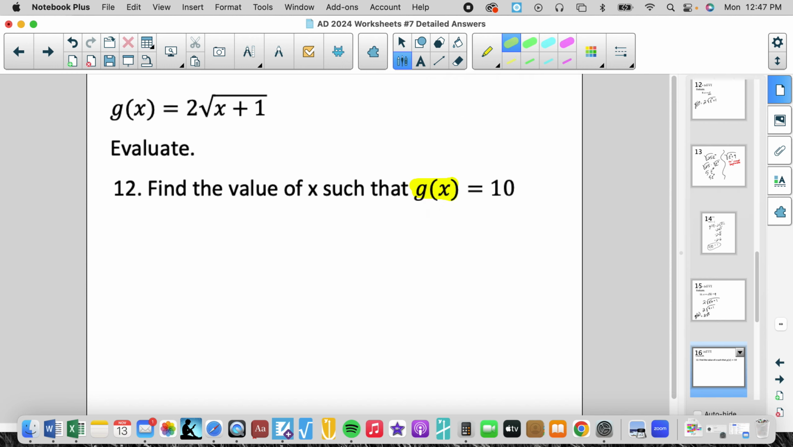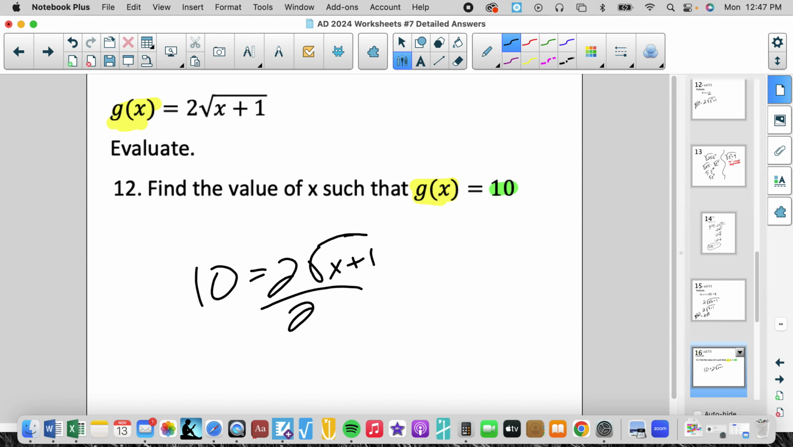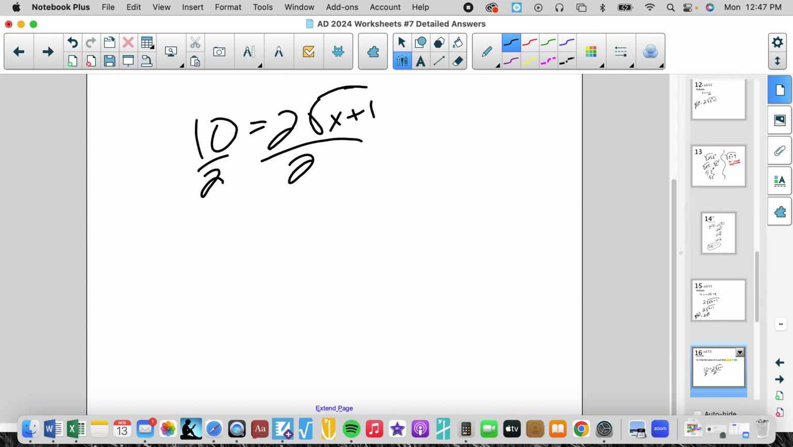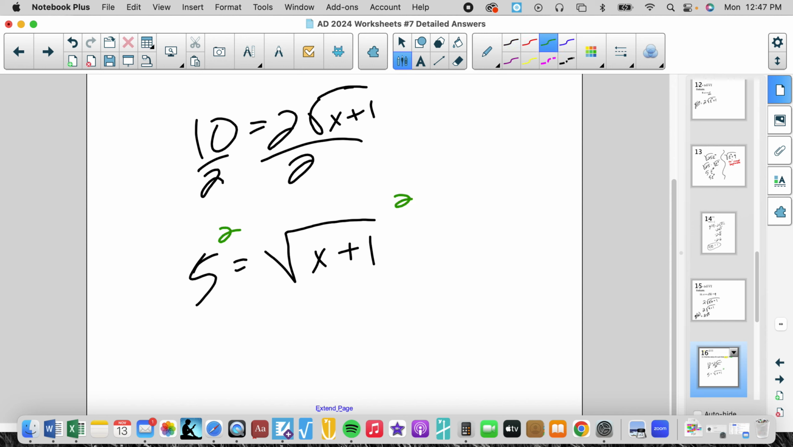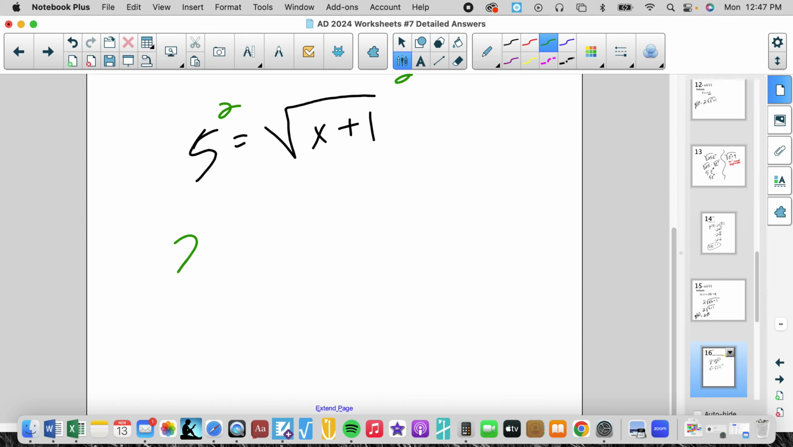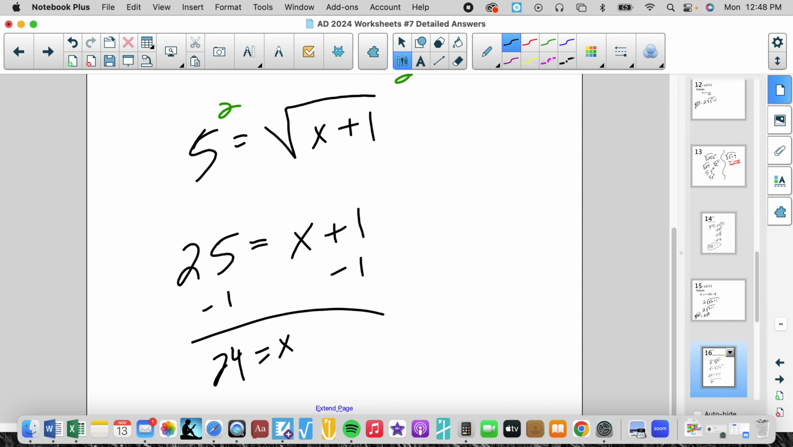So this is equal to 10. So we're going to set it equal to 10. So we have 10 equals 2 rad x plus 1. So let's isolate the radical. We'll divide both sides by 2. And we get 5 equals square root of x plus 1. What gets rid of a square root is a square. So we're going to square both sides. And we get 25 equals x plus 1 minus 1. And we get 24 equals x.